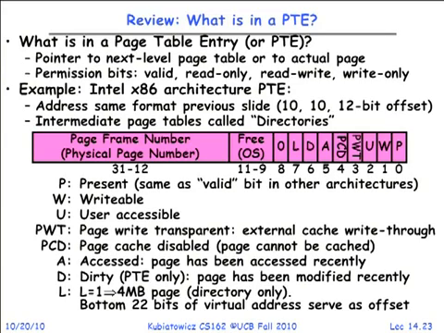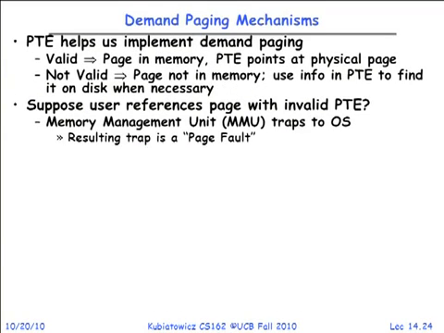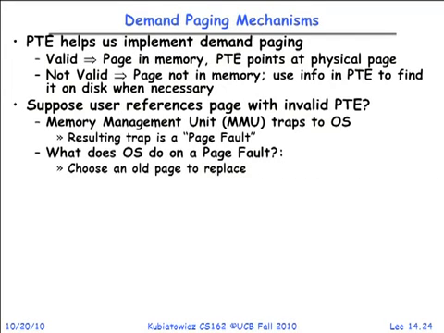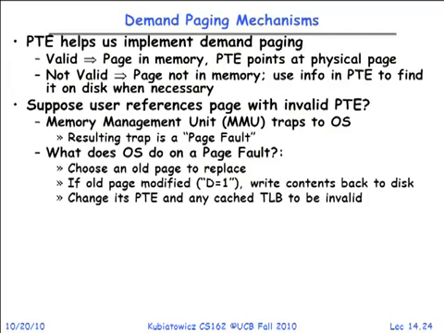So suppose the user references the page with an invalid PTE. What happens? Well, first the memory management unit traps to the operating system. That's a page fault. And then what does it do on a page fault? Well, the operating system figures out what an old page is that needs to be replaced. If the old page is modified, it writes it back to disk. It changes the page table entry of that old thing to be invalid and flushes the TLB entry. So notice that all we've done now is we've kicked a page out. So we're doing a lot of work to make the page invalid. Then we load the new page into memory. We update its page table entry to be valid, and now we invalidate the TLB for that new page.